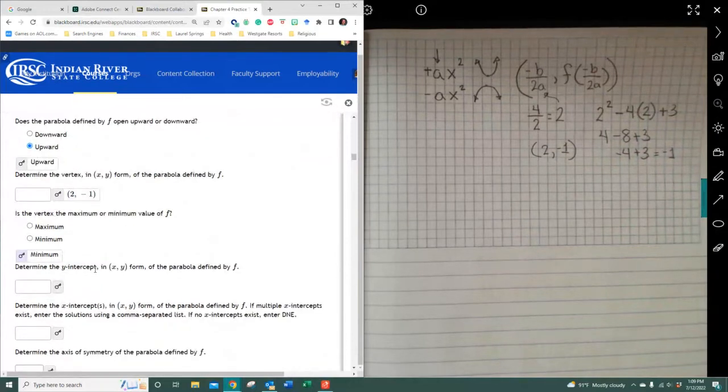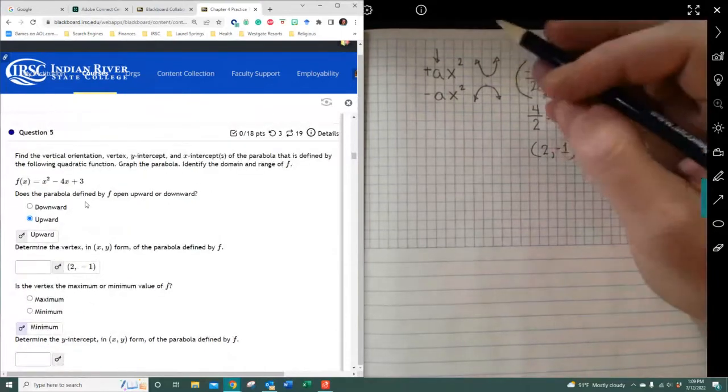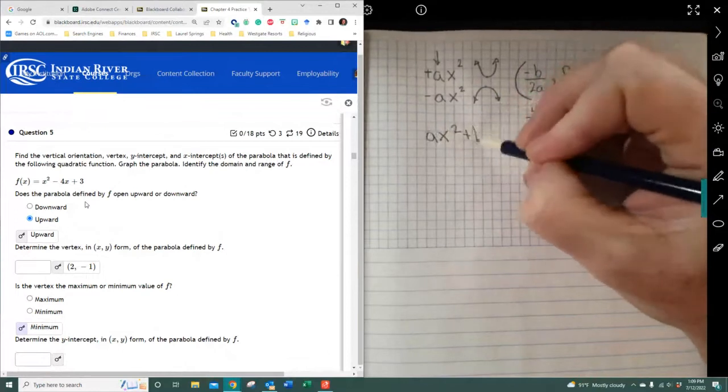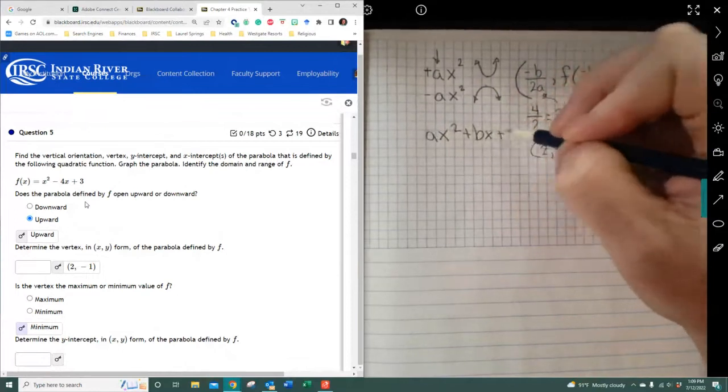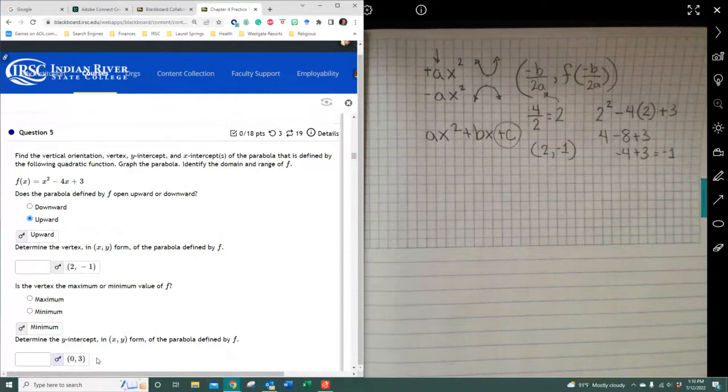Determine the y-intercept. Now, the y-intercept is always the c value of an equation in the form of ax squared plus bx plus c. Here is the value of our y-intercept. So it's 3. Now, the y-intercept is always found by letting x equal 0. So wouldn't it then be easy enough just to say this is 0, this is 0, the value of the y-intercept is 3?